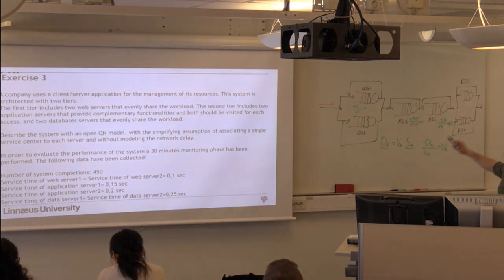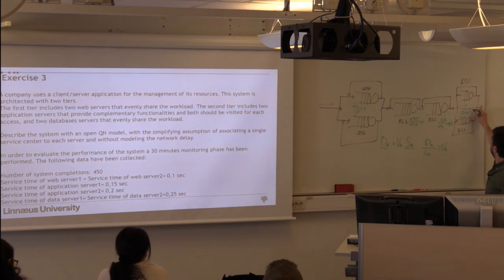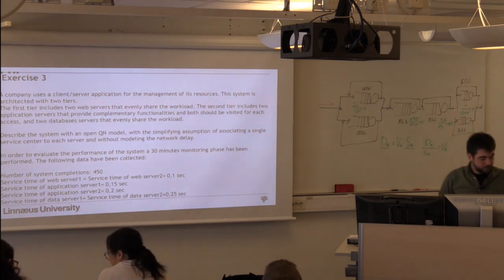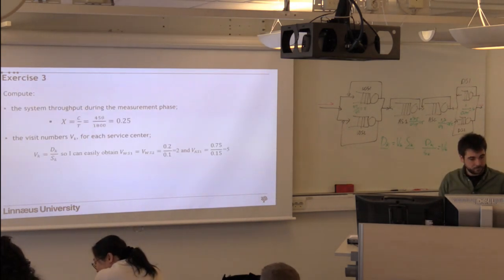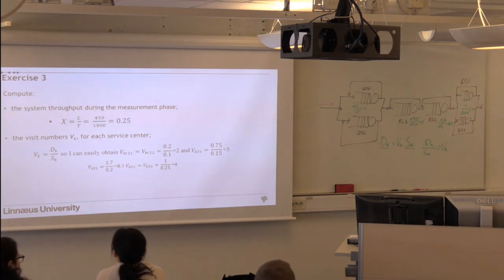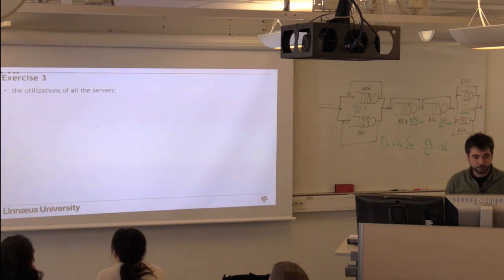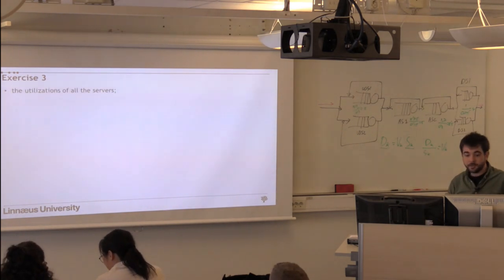Okay, and the last one was the service time 0.25 and the service demand was 1. So the number of visits, 4. So: 2, 5, 8.5, and 4. Utilization of all servers. We have the utilization law.